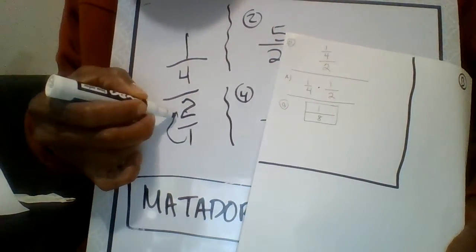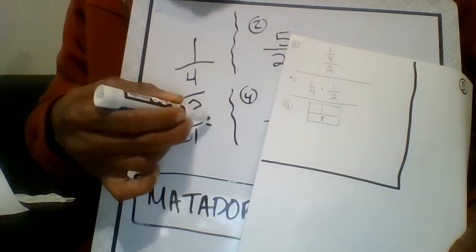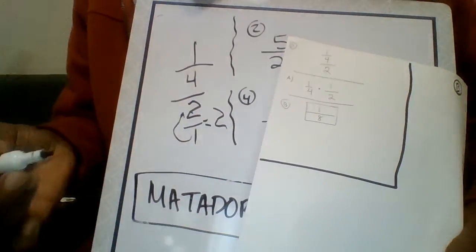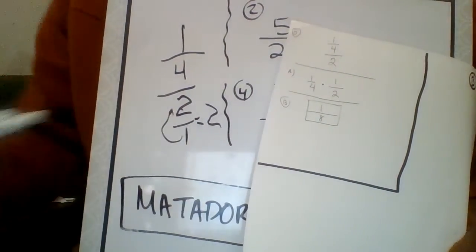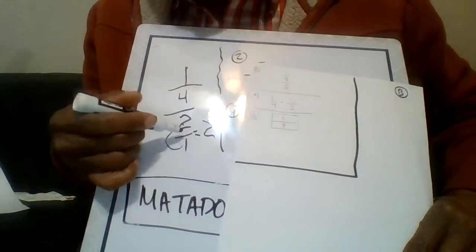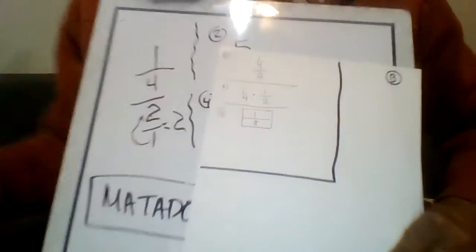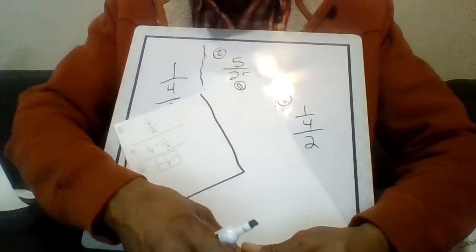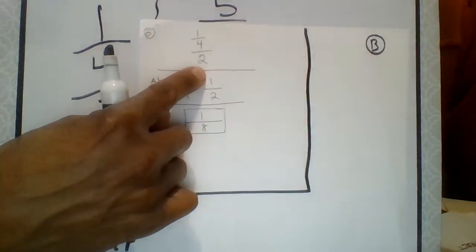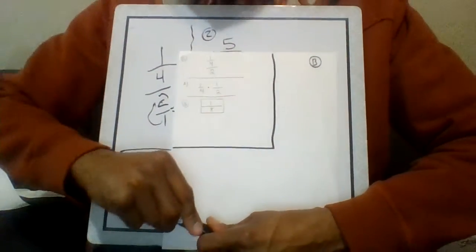Why? Because if I find the quotient of 2 and 1, guess what? It turns into 2 again. I just wanted you to understand why I can put 2 over 1 here, even though to start out it's just a 2. So we go here.